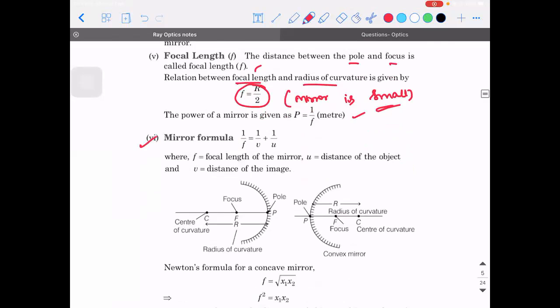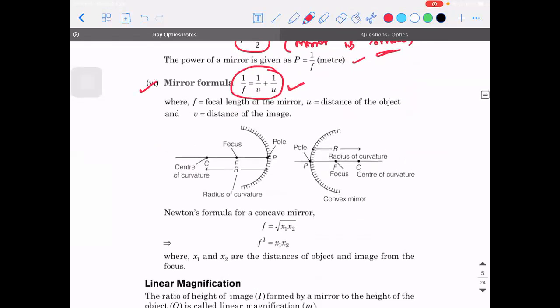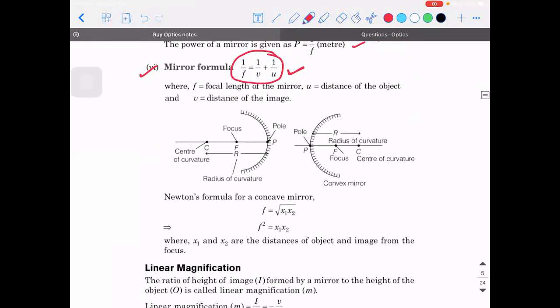Then what is the mirror formula? 1 by F is equal to 1 by V plus 1 by U. You need to use sign conventions. This formula is derived using sign convention, and you also need to use sign convention while solving the problems. So have this in your mind, where F stands for the focal length, U stands for the distance of the object, V stands for the distance of the image.